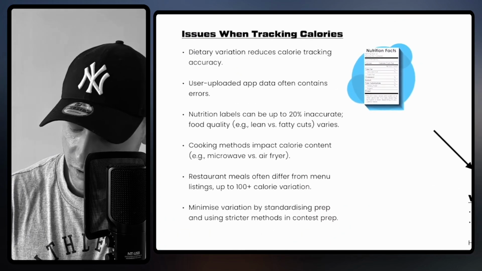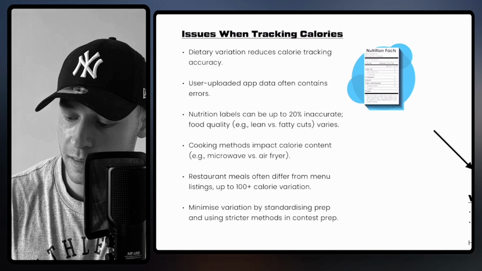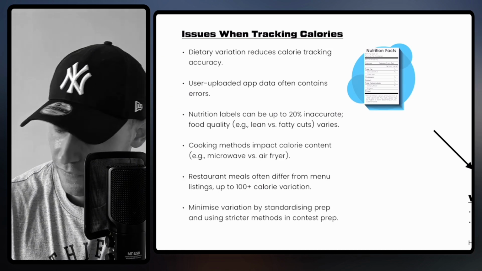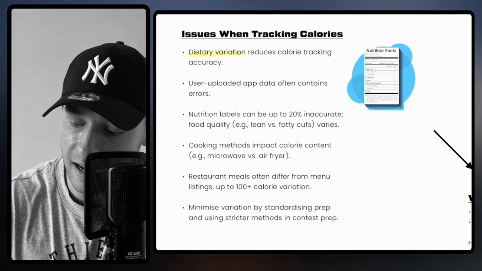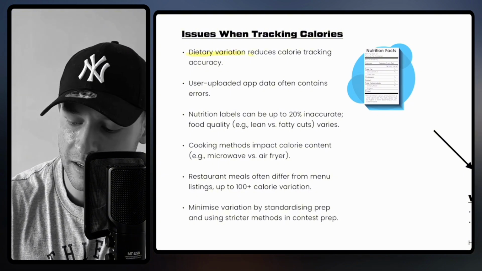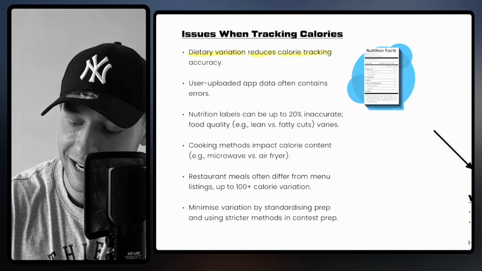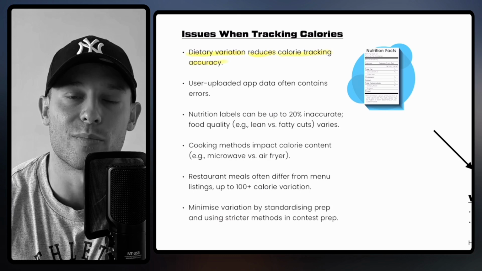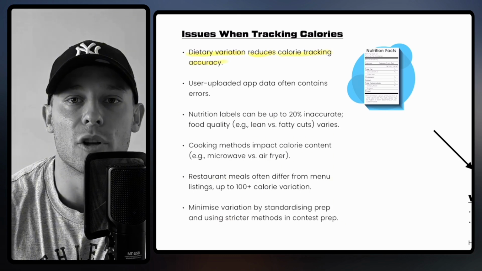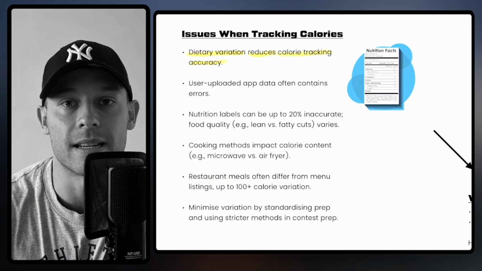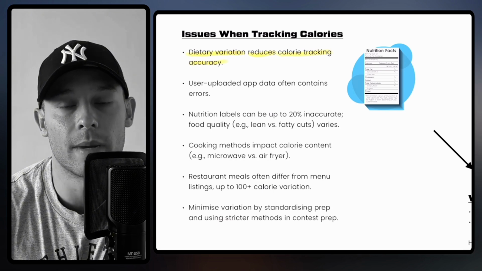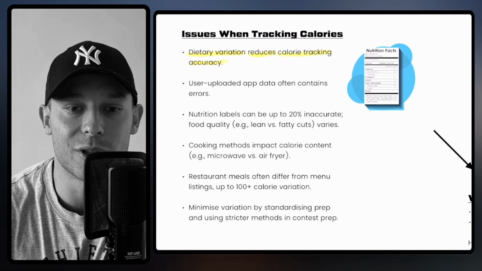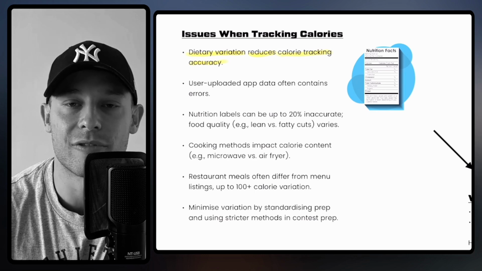So we're now going to come on to some of the issues that I see when tracking calories. And the first one is actually dietary variation, because that's going to reduce your calorie tracking accuracy. So if for the average adult you consume breakfast, lunch, and dinner, but you are changing the type of food that you're consuming, or even the portion sizes, on a daily basis, well, guess what? That's going to reduce your calorie tracking accuracy.